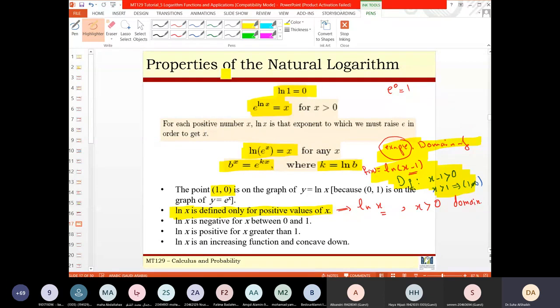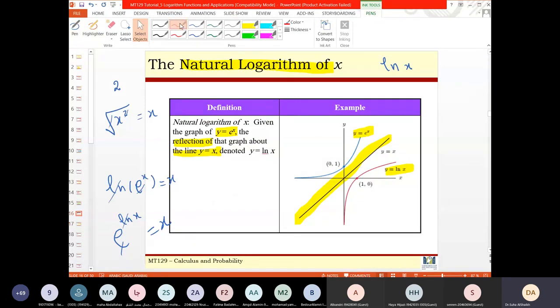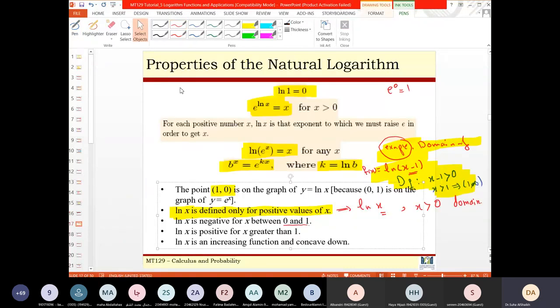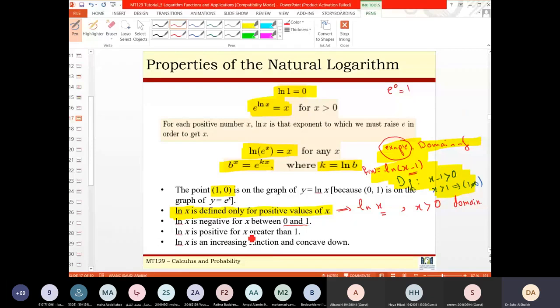Now ln x is negative when x is between 0 and 1. If you check the graph, when x is between 0 and 1, the function is down, so it is negative. And the function is positive when x is larger than 1. The function is increasing and concave down. Clear? Clear so far? Any question here?